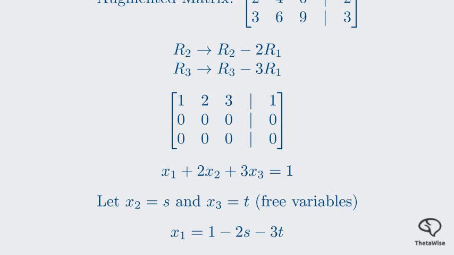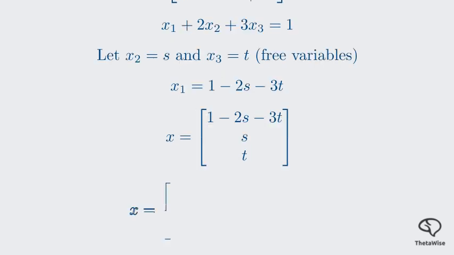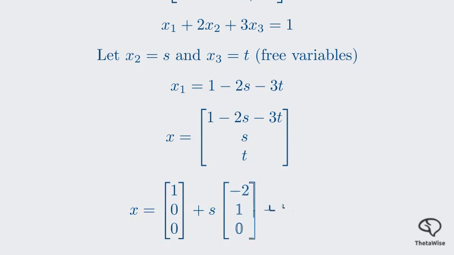We can write the general solution vector x in terms of these parameters. The vector x is (1 minus 2s minus 3t, s, t). We can also decompose this into a particular solution and a linear combination of vectors from the homogeneous system. This is the vector (1, 0, 0) plus s times the vector (-2, 1, 0) plus t times the vector (-3, 0, 1). This is the general solution. So we've seen how to solve Ax equals b using Gaussian elimination, which works for all cases, including when there are infinitely many solutions.